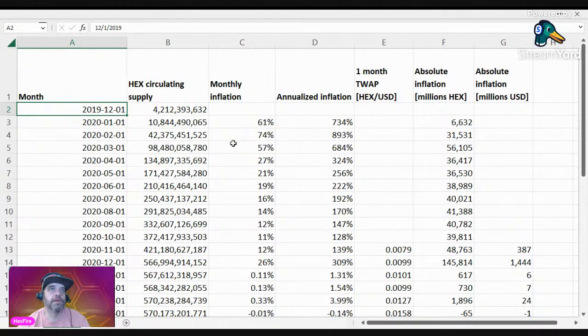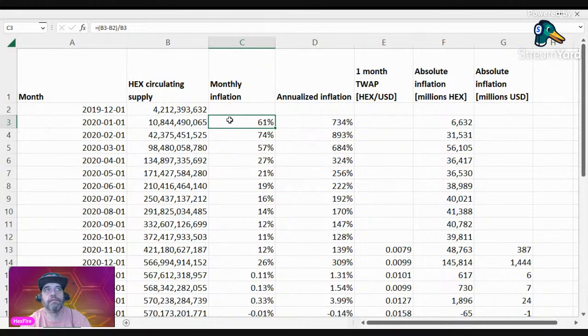From that, what we're able to do is simple calculations. In this case, I'm looking at the first month that we had that measure listed here at 61%. We're looking at the December value minus, excuse me, the January value minus the December value divided by the January value. And that gives us a percentage of increase. And we do that for each ensuing month, so we can figure out what the inflation is month over month. To annualize that, we simply multiply it by 12.